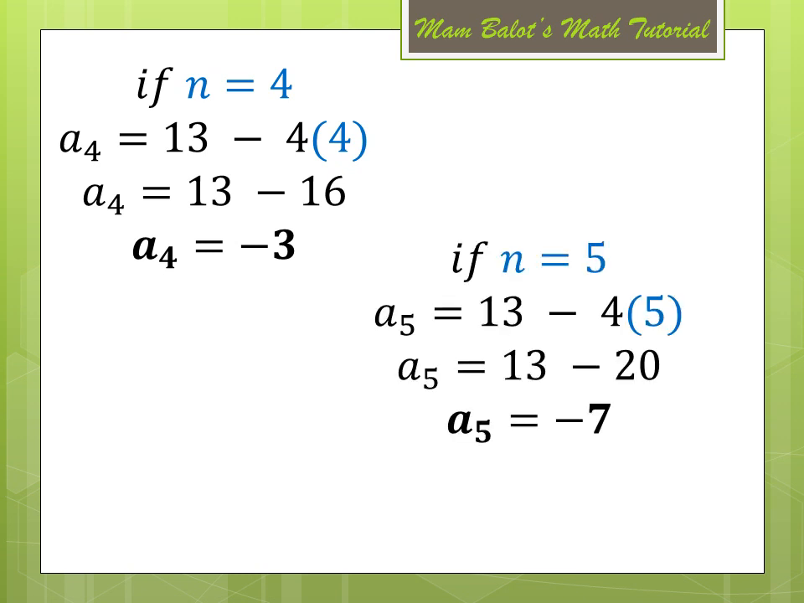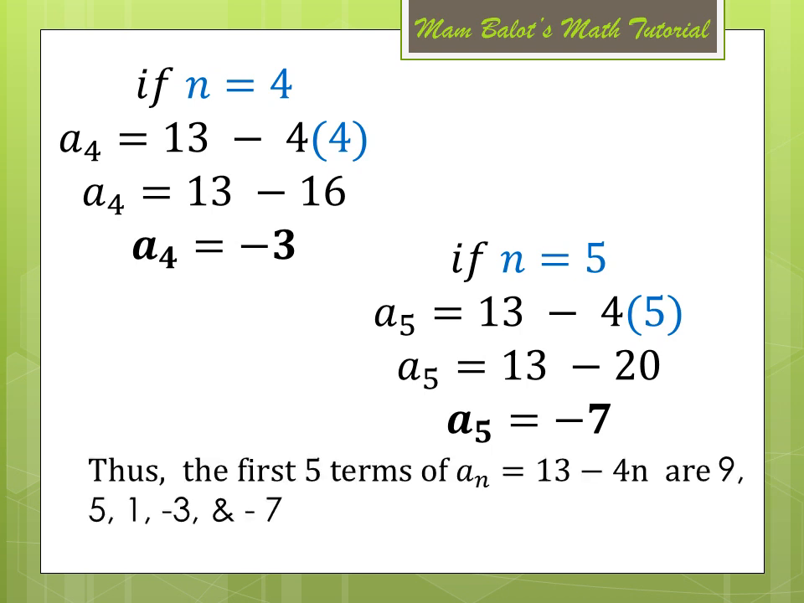And lastly, if n is equal to 5, we have 13 minus 4 times 5. So 4 times 5 is equal to 20. And then 13 minus 20 is negative 7. So our fifth term is negative 7. So thus, the first 5 terms from the nth term a sub n equal to 13 minus 4n are 9, 5, 1, negative 3, and negative 7.